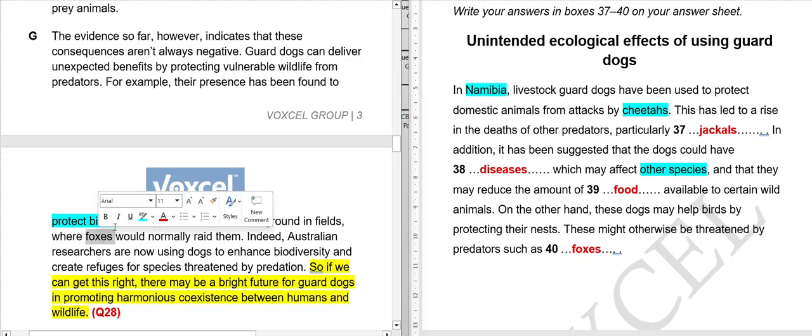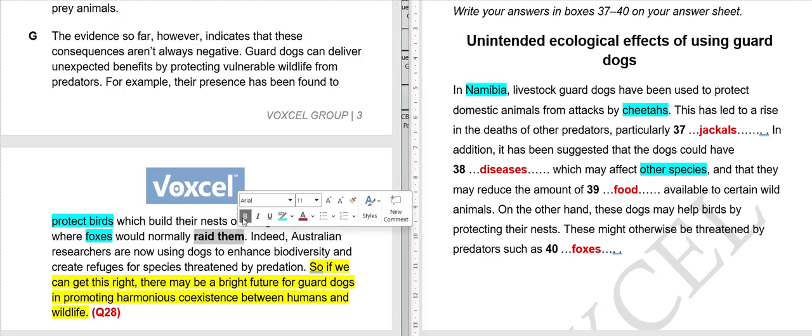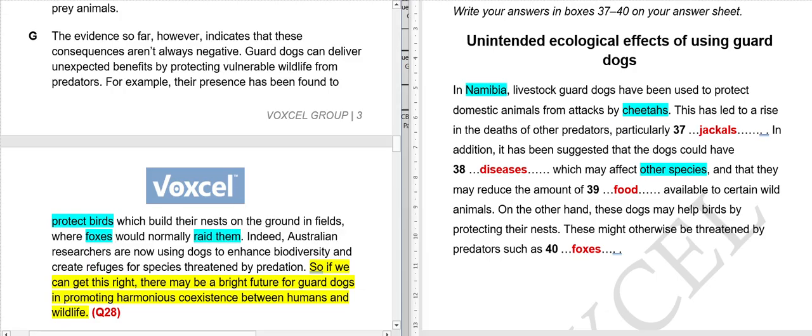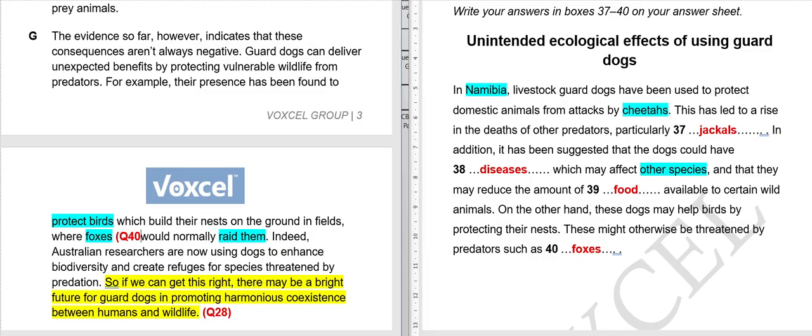Otherwise, who would raid them? Here, raid them meaning to say who would kill them. Oh, sorry about that. Who would kill them? Foxes would kill these birds. Otherwise, if guard dogs were not there. So because of these guard dogs, these birds are able to increase their population. So here they are saying threatened by predators. So foxes, we all know that foxes are the predators.